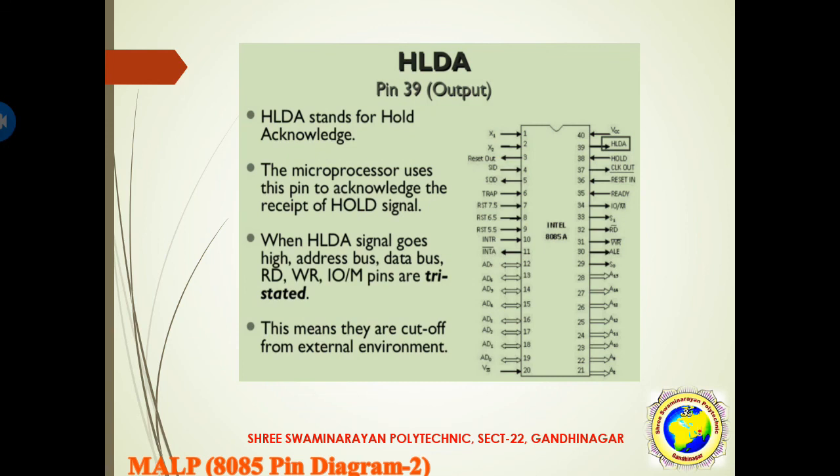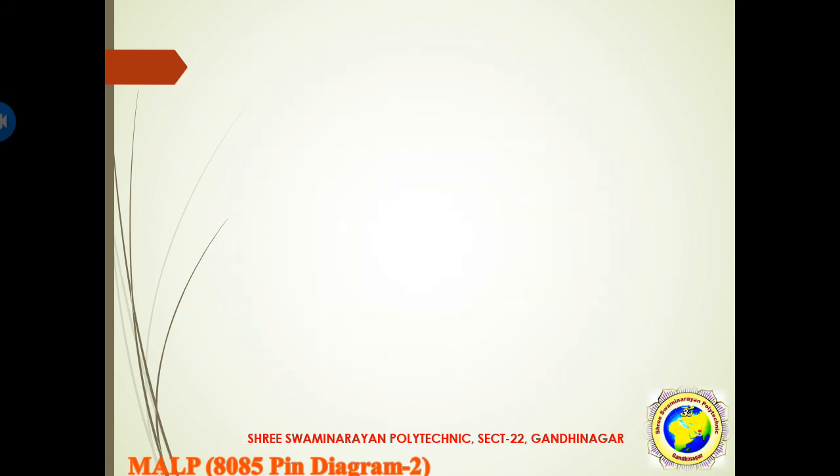Then HLDA, pin number 39 here. It is called the hold acknowledge. HLDA stands for hold acknowledge, and the microprocessor uses this pin to acknowledge the receipt of the hold signal. When the hold acknowledge signal goes high, the address bus, data bus, read, write, and input output memory pins are tri-state, which means they are cut off from the external environment.